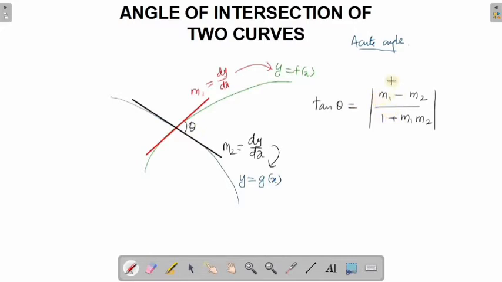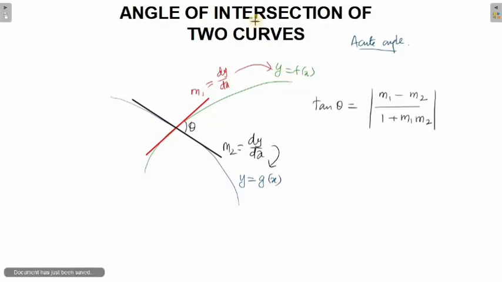But this time, in order to find m1 and m2, that is the slopes, we will find the derivatives of the two given curves. If this is clear to you, let's see the first question for the day.